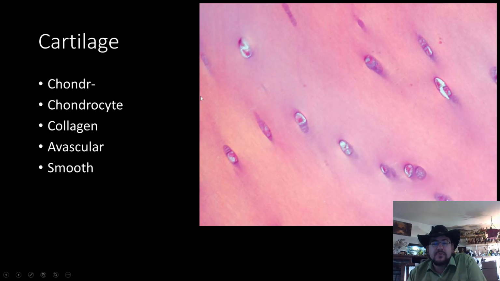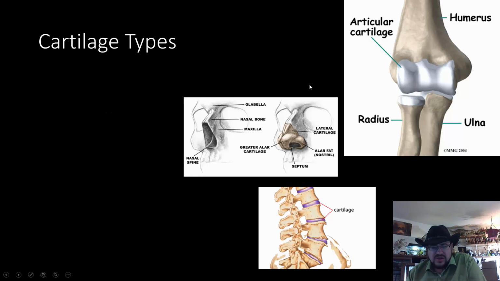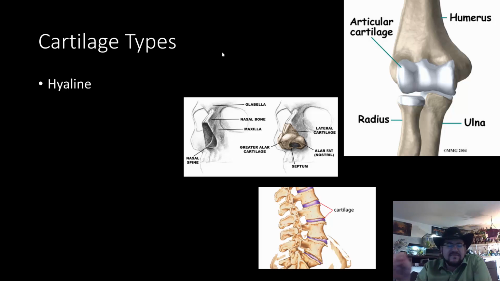So you'll need to be able to recognize this picture as cartilage, and you can recognize that because of the lack of any blood vessels and the very smooth appearance. We have multiple types of cartilage, and they serve different functions in different parts of the body. First up is the hyaline cartilage. Hyaline cartilage is characterized by very fine fibers, fine layers of collagen.